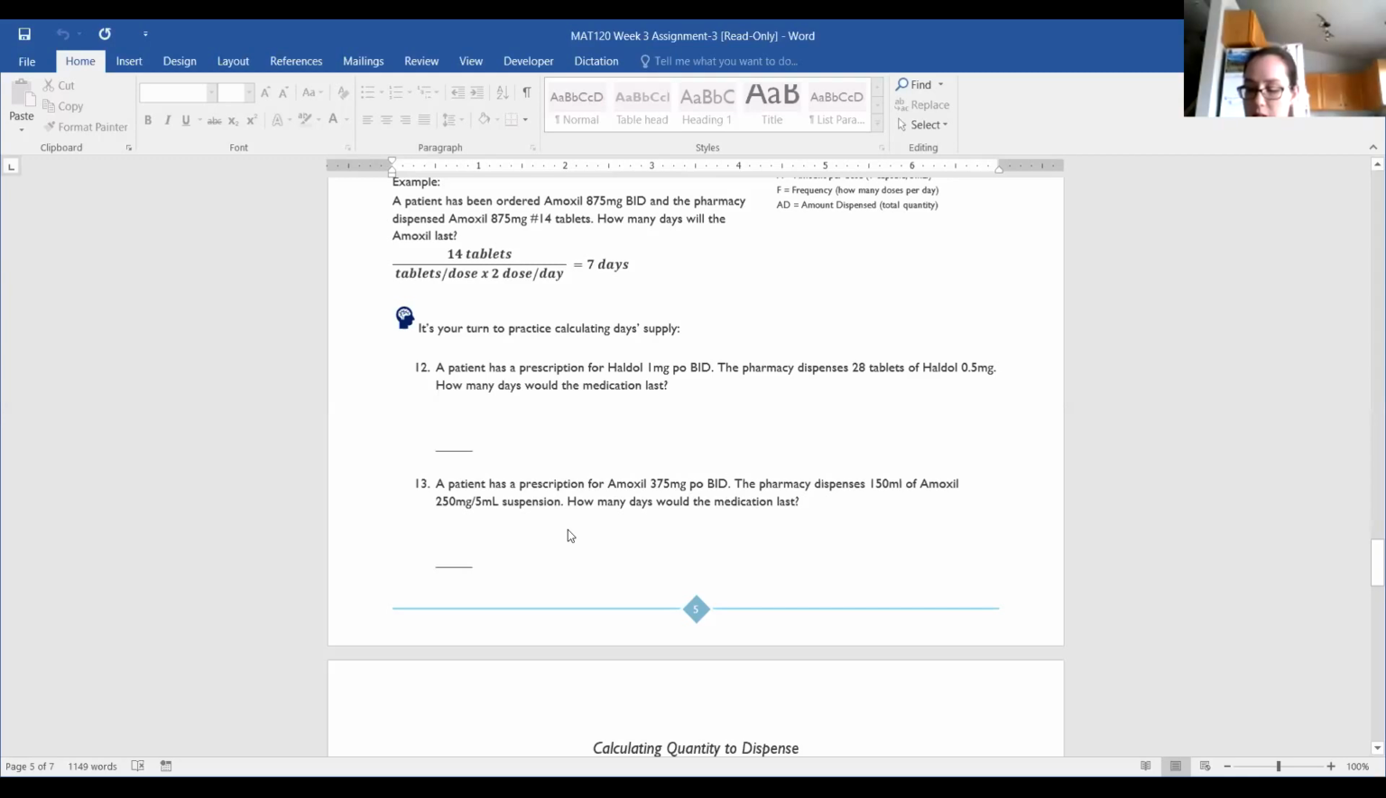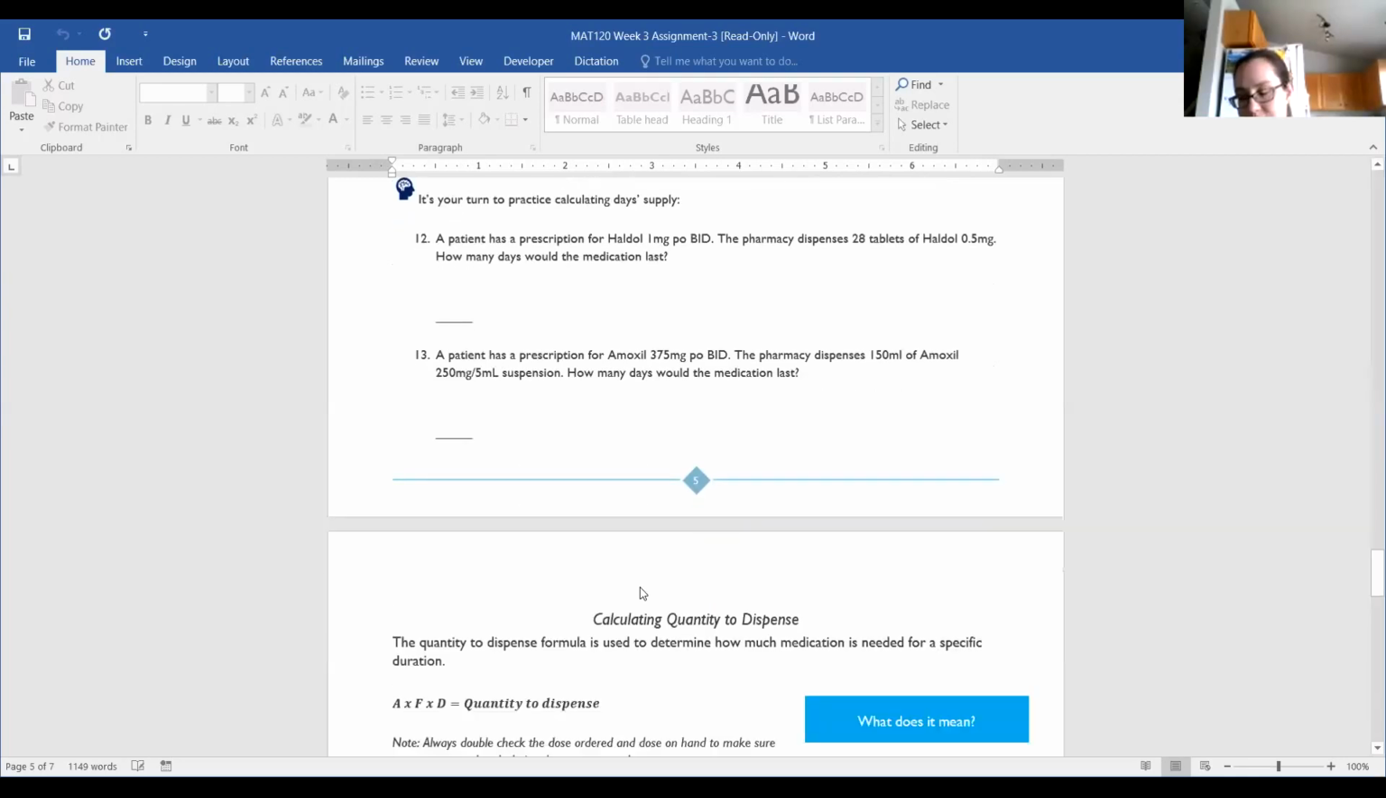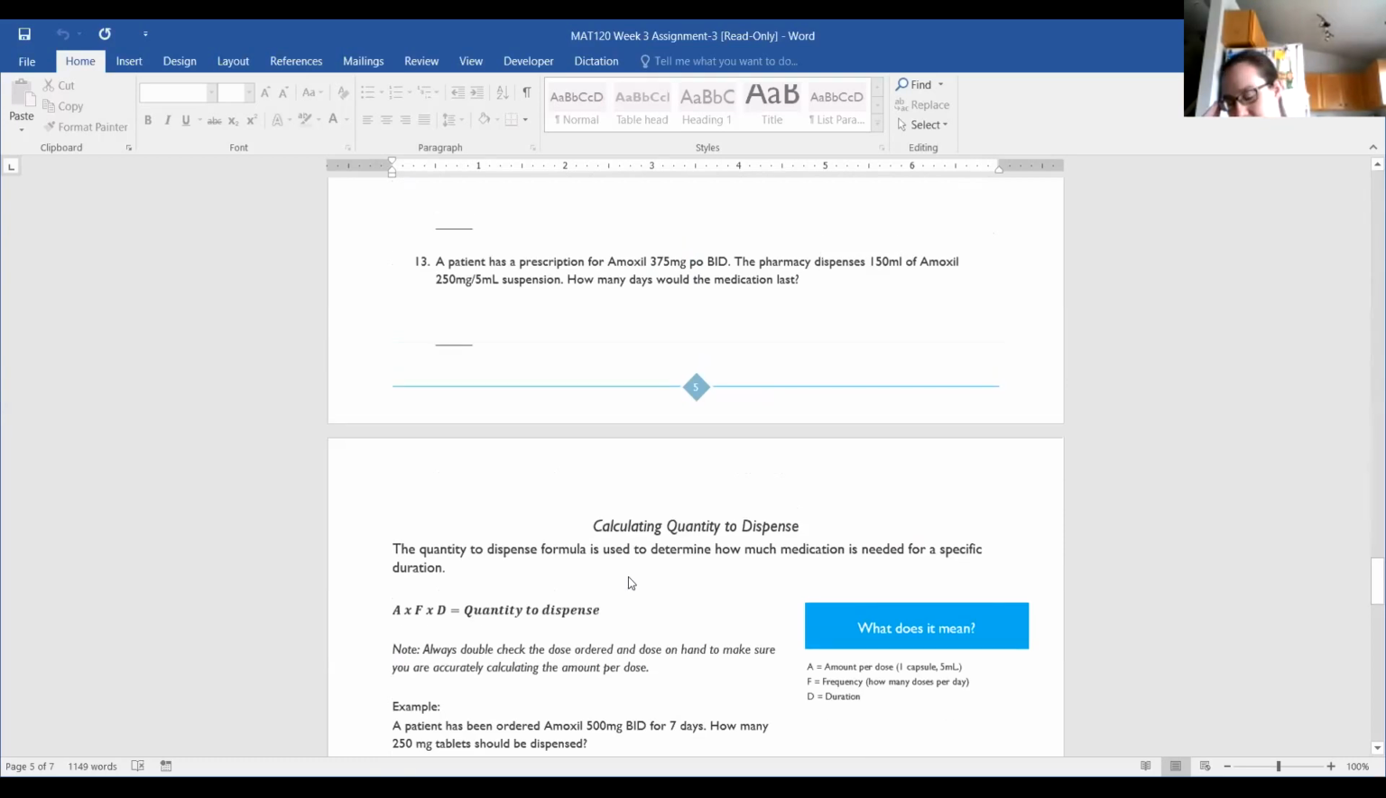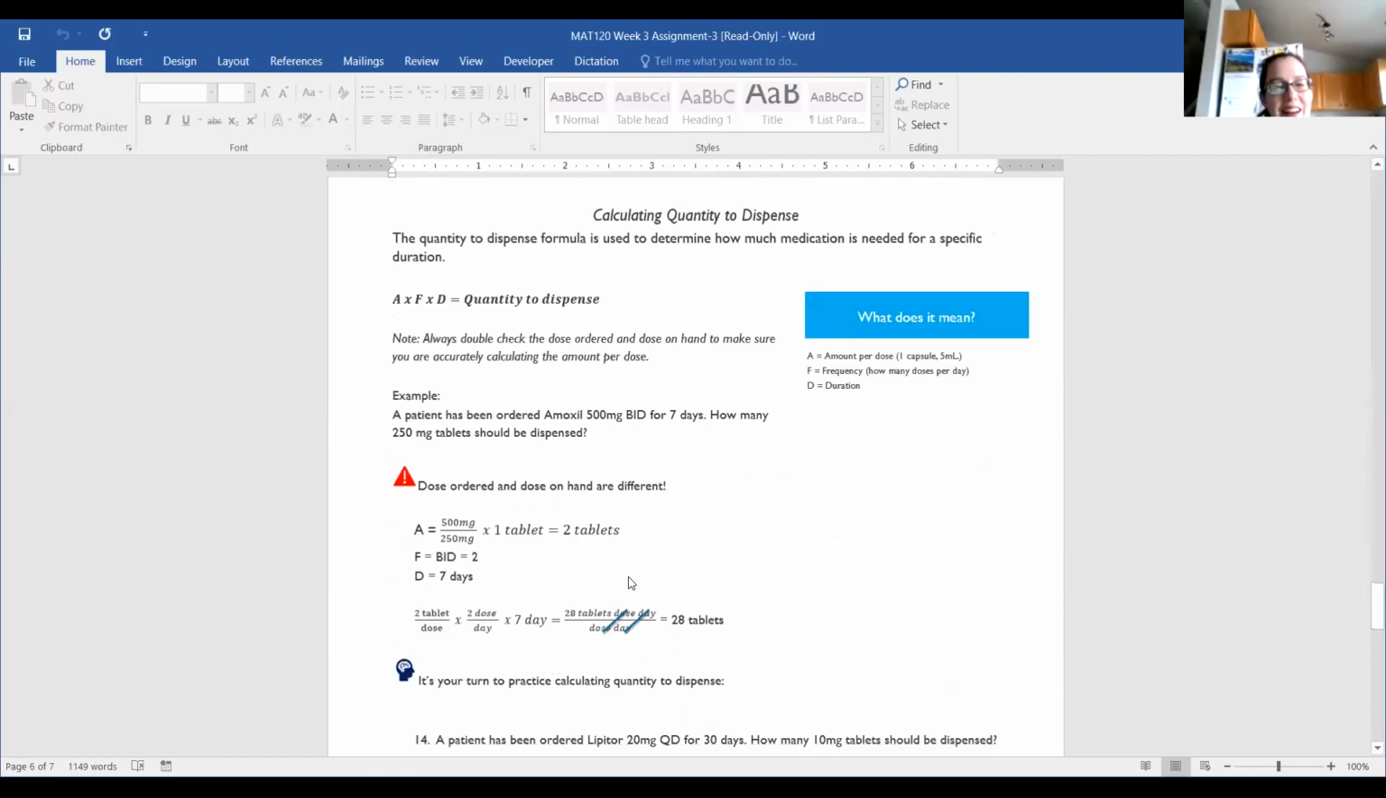And then we take 150 milliliters and divide that by the 15. That's right. I got 10 days. Yep. I did one too many steps on that one as well. Think simple.